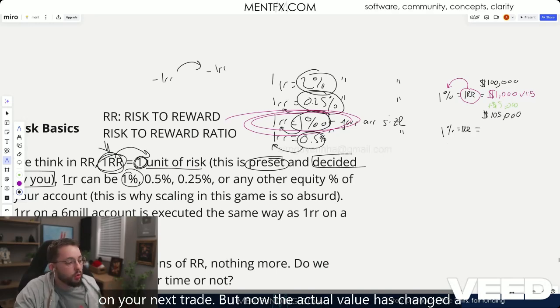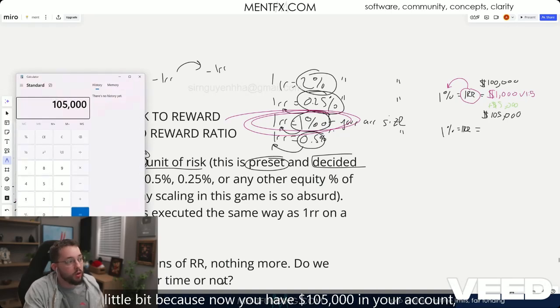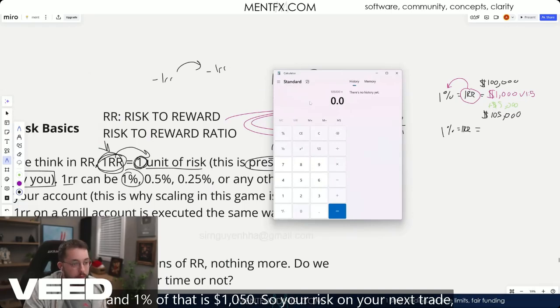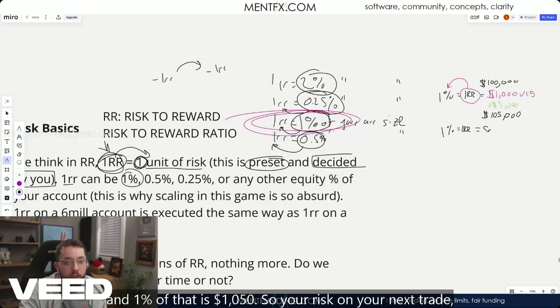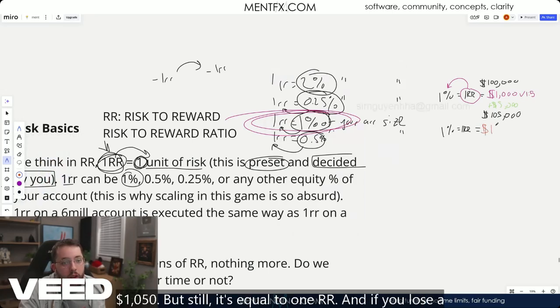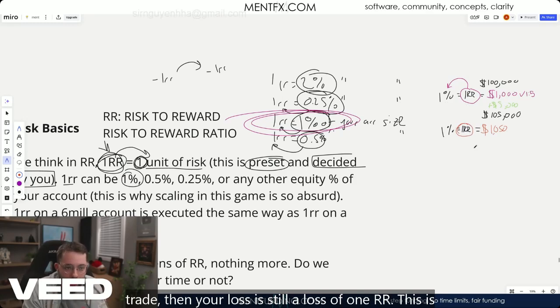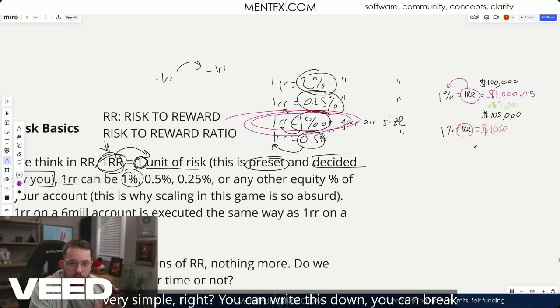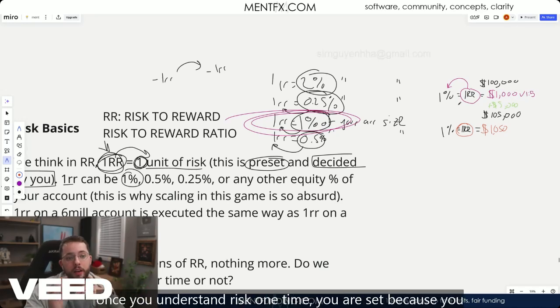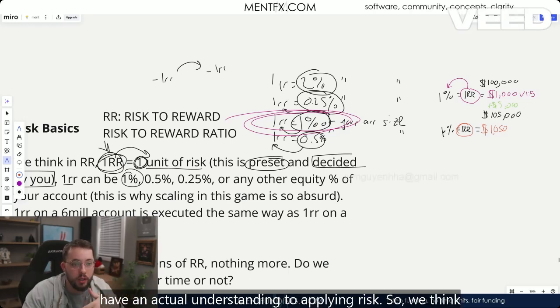But now the actual value has changed a little bit, because now you have $105,000 in your account, and 1% of that is $1,050. So your risk on the next trade you take is $1,050. But still, it's equal to 1 RR. And if you lose a trade, then your loss is still a loss of 1 RR. This is very simple, right? You can write this down. You can rewatch this just to understand it. But once you understand risk one time, you are set, because you have an actual understanding of applying risk.